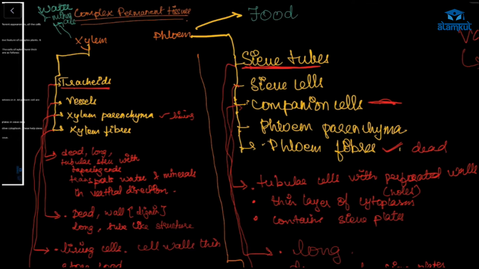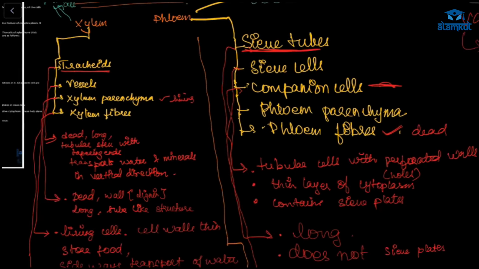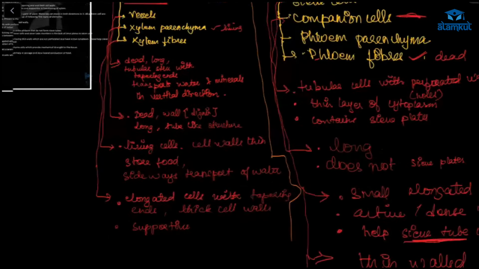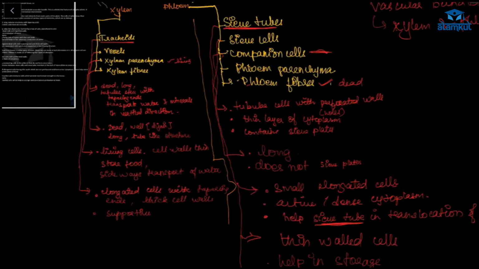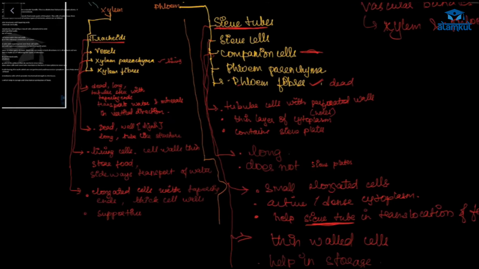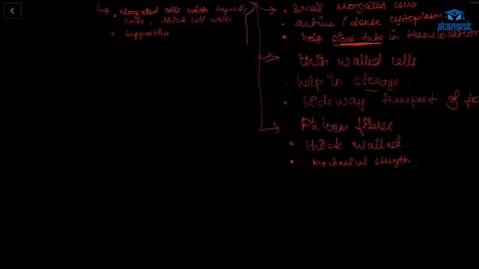You can tell, Arham, very easy, right? It's very easy because sieve tubes, sieve cells, companion cells, phloem parenchyma, they are all living parts. Then what is the dead part? Phloem fibers. One more thing: vascular bundles are made up of xylem and phloem. Correct. Any doubts here?